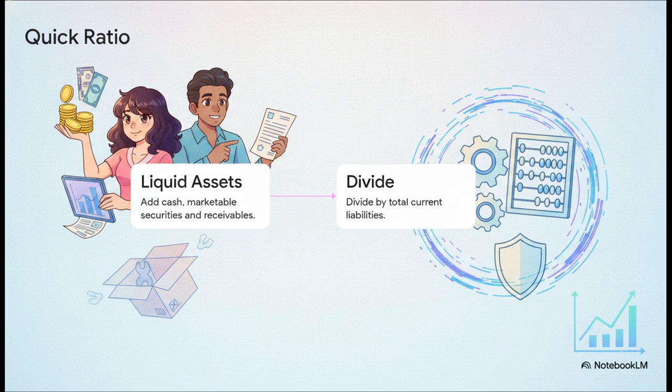Did you notice what's missing there? Inventory. We totally leave out things that take time to sell. Step 2, divide that total by current liabilities. This formula brilliantly strips away all the fluff and tells us exactly how many easily accessible liquid assets are available per unit of short-term debt.